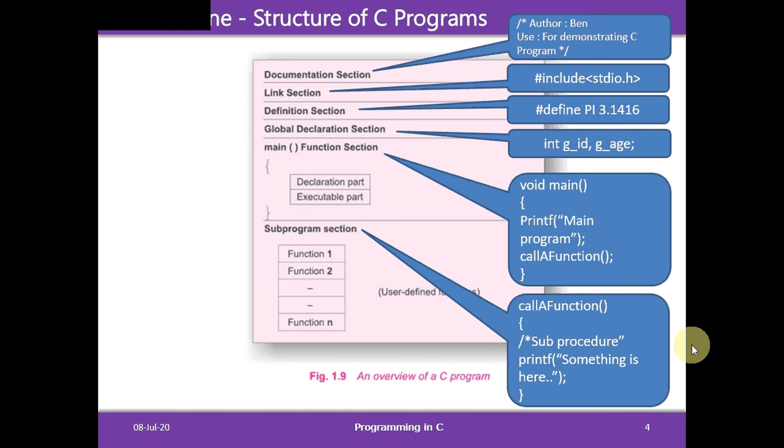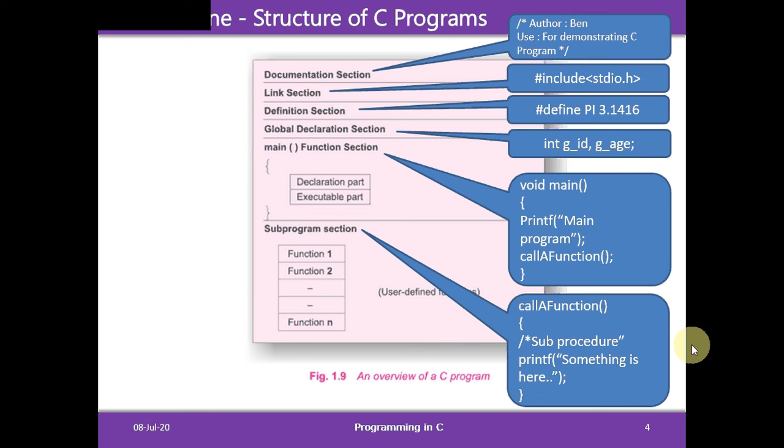So this is the basic outline of the C program. If you look at the first section, it is the documentation section. Mainly it is given between multi-line comments, that is a slash and star, followed by the comments, and then it ends with a star and another slash. If you look at the speech bubble, it says author Ben and used for demonstrating C program. So it clearly defines what the main purpose of this program is, and who wrote this program.